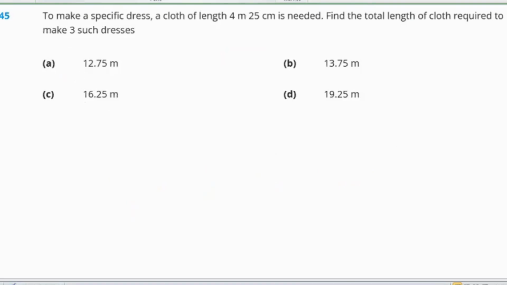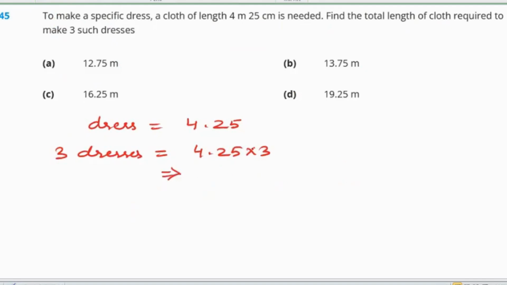Now we are moving towards the next question, which is question number 45. Question number 45 is saying, to make a specific dress, a cloth of 4 meter and 25 centimeter is needed. Find the total length of the cloth required to make 3 such dresses. How much cloth do we need? So we will do 4.25 times 3. When we do this multiplication, we get 4 3s are 12, and this will be 75. So 12.75 meter, which is option A.